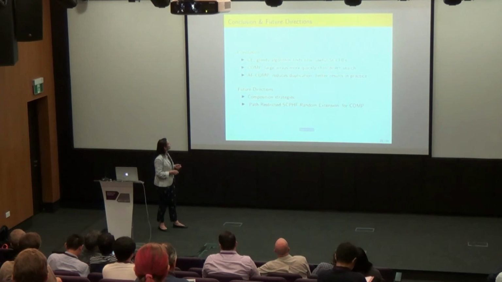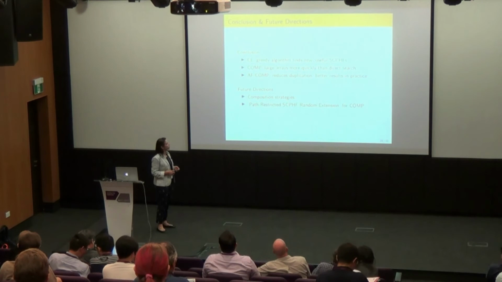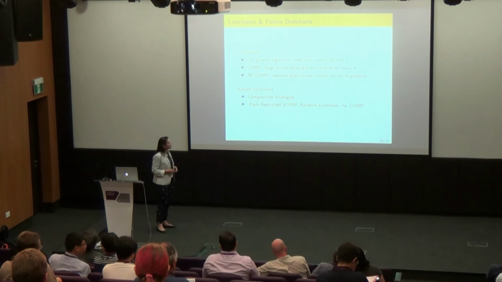So in conclusion, conditional expectation is a greedy algorithm that finds new and useful Sherwood covering perfect hash families. We can use composition to create larger arrays more quickly than direct search. We can also apply affine transformations to reduce the duplication, which gives us better results in practice. And we have some work that we can do in the future looking at these various composition strategies, trying to figure out which ones work best.